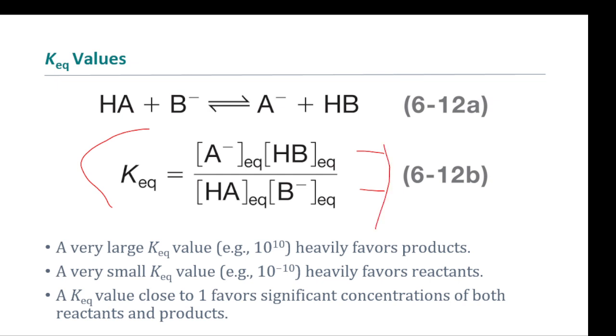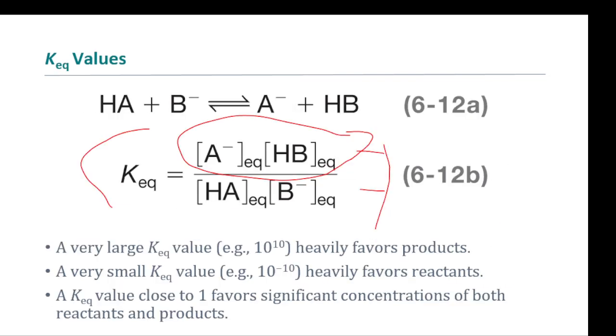Okay, so very large KEQ values, 10 to the 10th, are going to heavily favor the products because that's the one on top, right? If we have very small values, 10 to the negative 10th, that's going to heavily favor reactants because that means we have a very large denominator. If we have something that's close to 1, then that's going to favor significant concentrations of both reactants and products, i.e., another way of saying that is both sides are pretty close to the same thing, right?